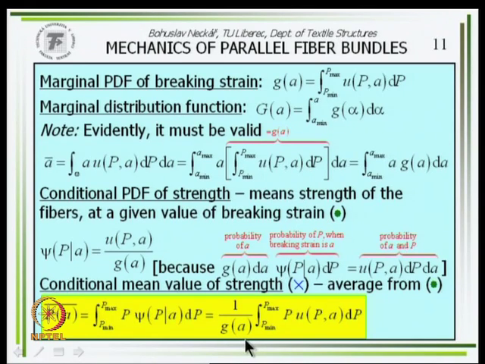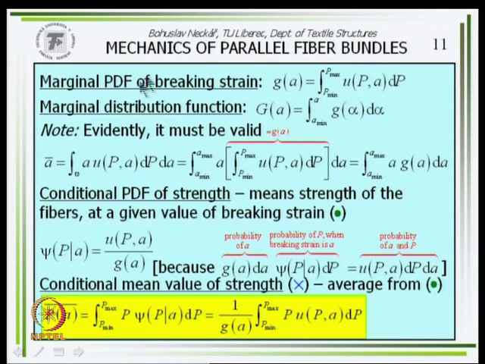We will need also a marginal probability density function of breaking strain, g(A), which is, as you know, the integral of u(P,A) dP over all P values. Also, the marginal distribution function we can use as an integral of small g. Small g(A) is the probability density, capital G(A) is the distribution function, and it's the integral of this function g, only because A is the upper limit in this integral, therefore I changed the integrating quantity to another symbol, maybe alpha.